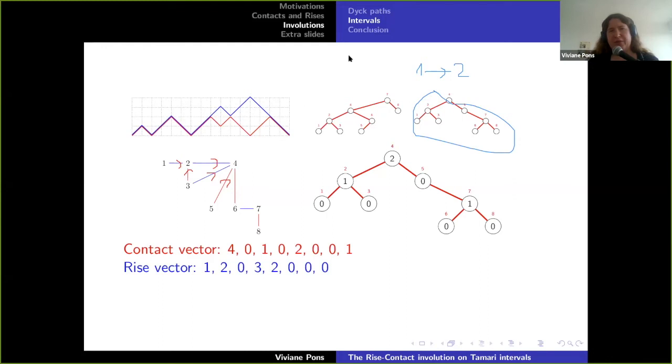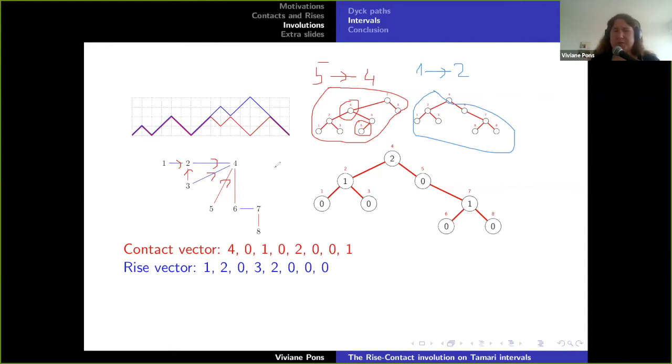Now the red arrows are given by this other tree, and the rule is the other way around. If you have something on the right subtree, for example, 5 here is on the right subtree of 4, it's going to give you a 5 to 4 arrow, and this is the one here. You can construct the whole poset this way. It gives you an actual poset on numbers.